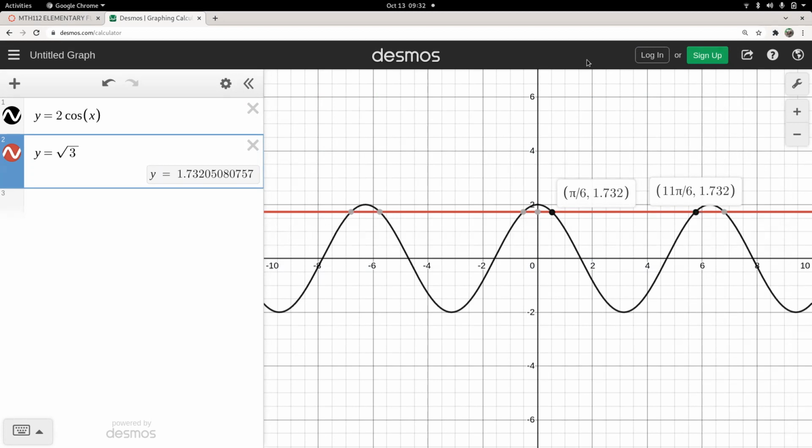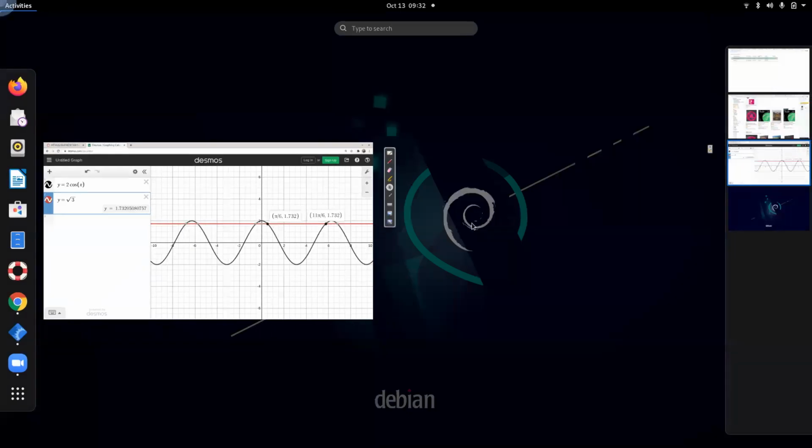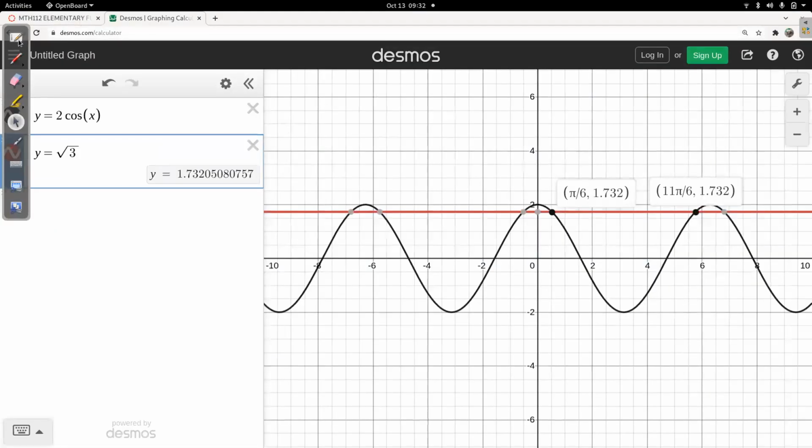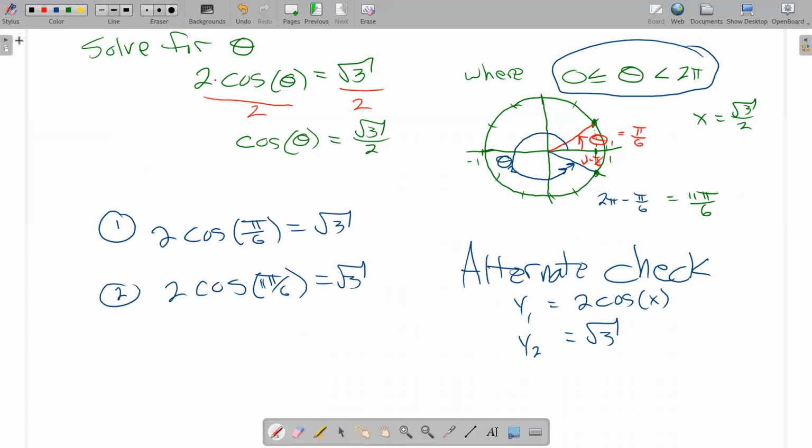Now, why didn't we just do this first? Well, the reason we didn't do that first is because I need you to know how to do this kind of analysis right here, this geometric analysis. So I do expect to see some written work like this from you. So please practice that.